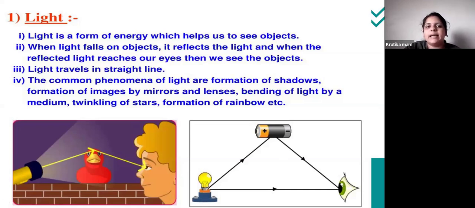Third point, what they are saying, light travels in a straight line. So how can you justify this? Here you can see that.